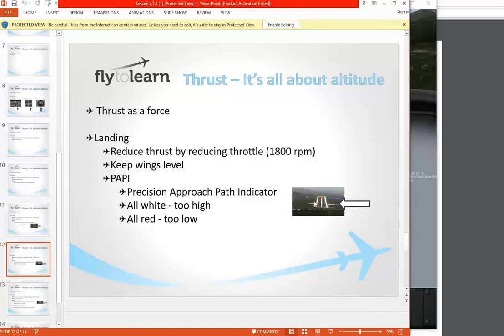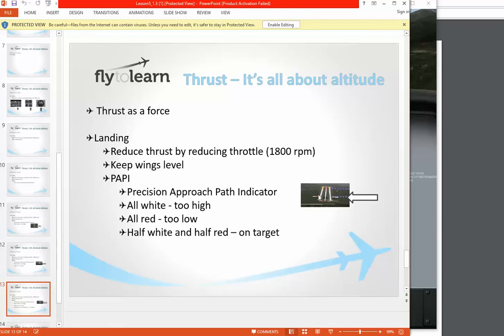If all or most of these are red, you're coming in too low. If these lights are half red and half white, you're going at a good height and everything.